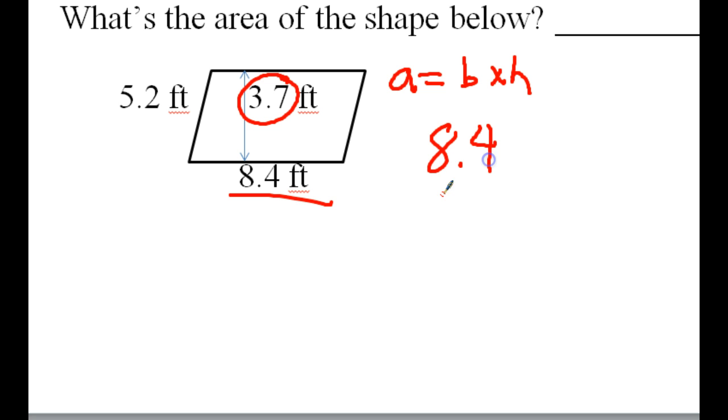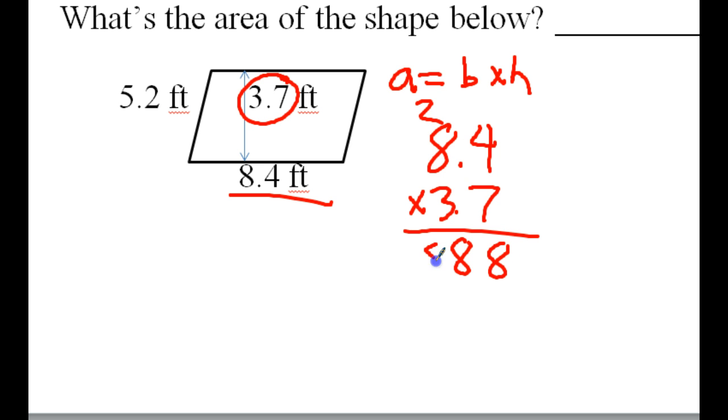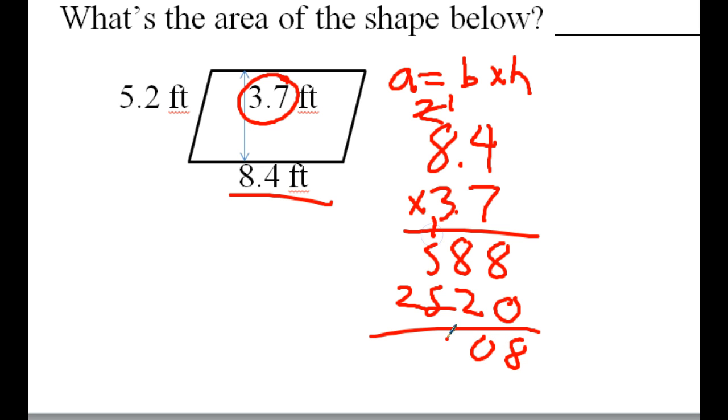So I got 8.4 times 3.7. That gives 3108, and I'm going over 2 spots with my decimal. 31.08 square feet.